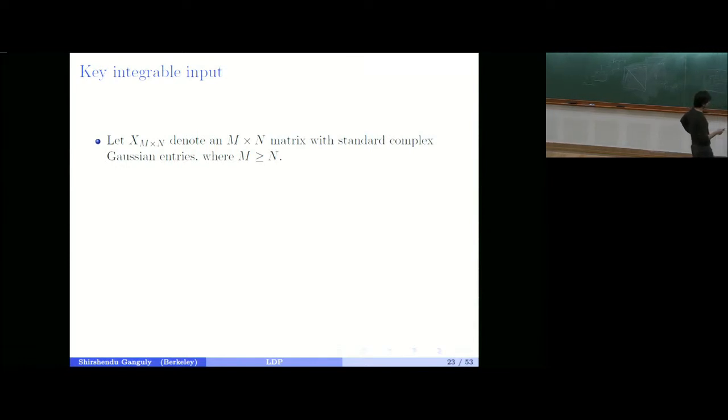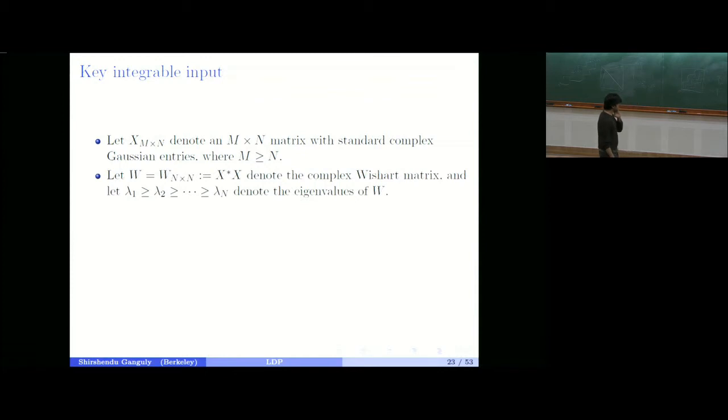So let's say X, M cross N, is an M cross N matrix whose entries are standard complex Gaussian entries. So every entry has variance 1. Then you look at the Wishart matrix, which is X star X, and look at the eigenvalues lambda 1 through lambda n, ordered.